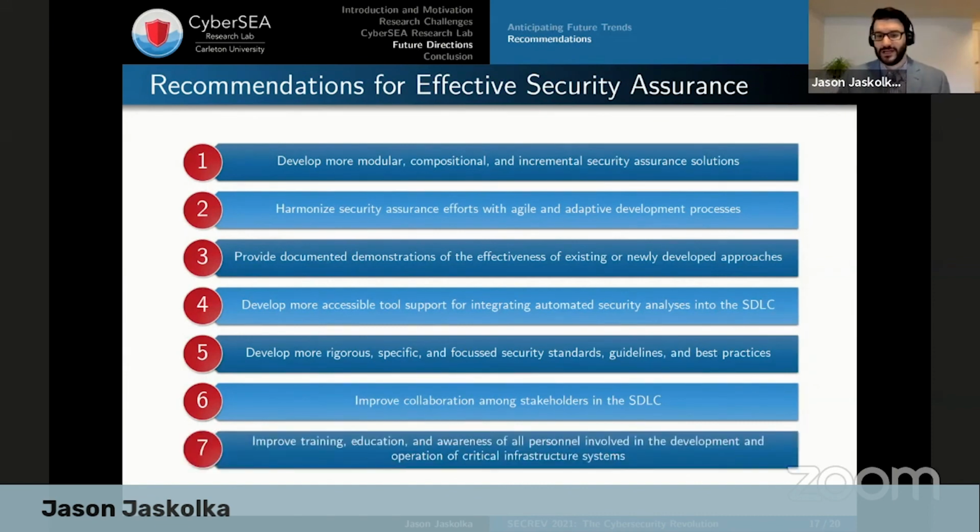And last, but certainly not least, we need to work on improving training, education, and awareness of all the personnel that are involved in the development and operation of these systems. And just having conversations with all of the different stakeholders, the wide variety of people that are involved in these systems, is certainly a step forward in this direction. And of course, we can always be doing more.